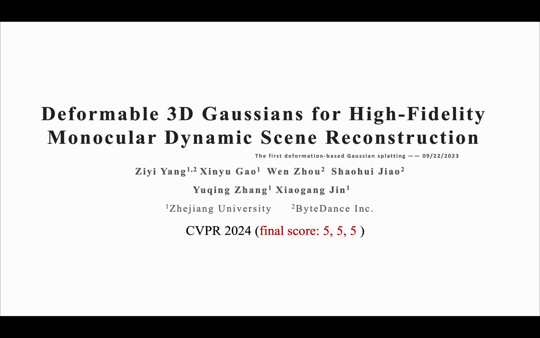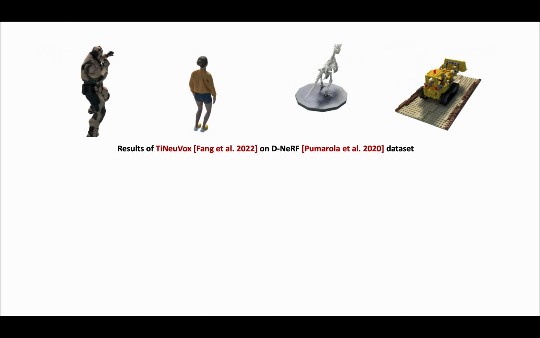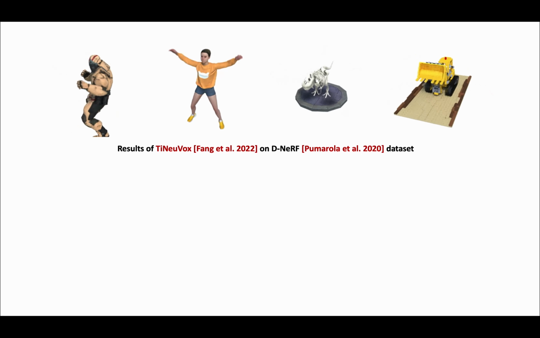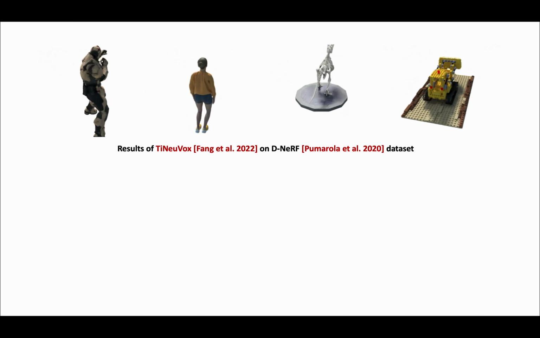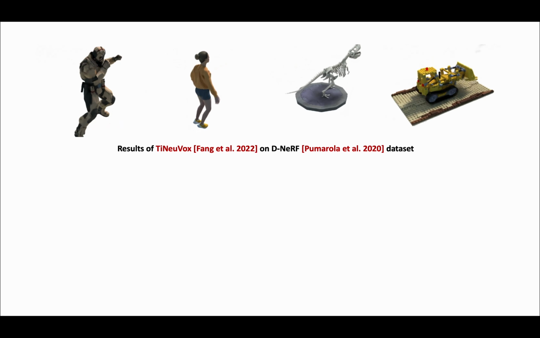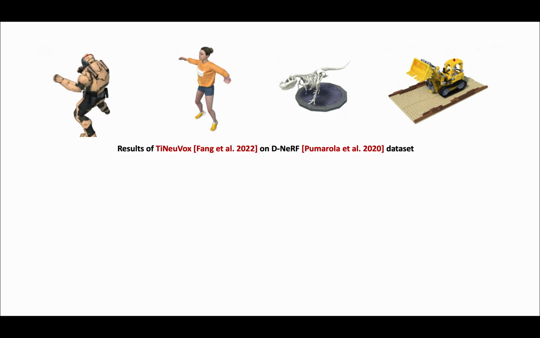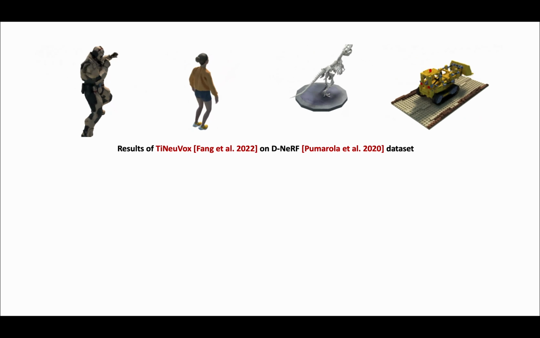Deformable 3D Gaussians for high-fidelity monocular dynamic scene reconstruction. Given a set of posed images of a monocular dynamic scene, our goal is to reconstruct high-fidelity scenes. However, existing state-of-the-art methods primarily face three issues.